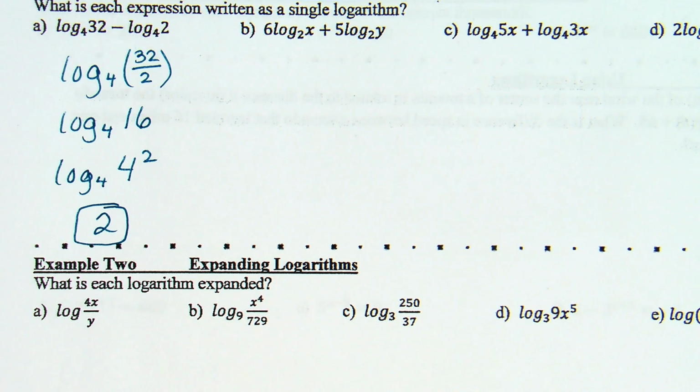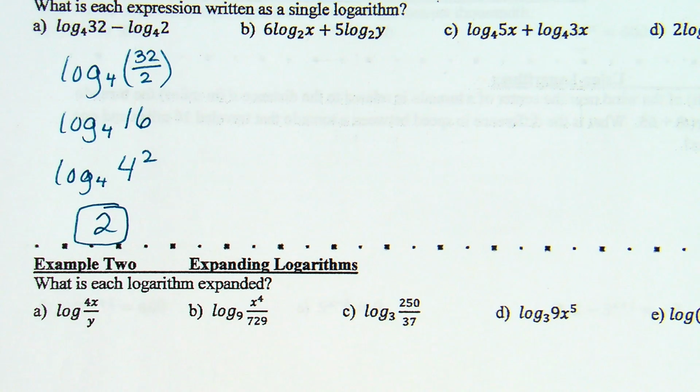6 log base 2 of x plus 5 log base 2 of y. Any thoughts on a step we could take? Because there's several that we're going to take, I'll be honest. But what property do you think we could use first? Sierra? We can't, hold that thought. We're going to use the product property, but I can't use it quite yet. There's something else I have to do first.